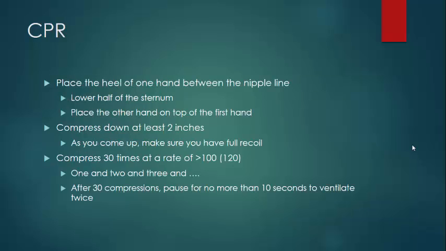So place the heel of one hand between the nipple line. If it appears the nipple line is kind of saggy, and I don't want to be crude, but if it's an older lady and the nipple line is low, you're going to be on the lower half of the sternum. Stay away from that little notch called the xiphoid process, right there where the ribs come together at the inferior portion. If that breaks off, it goes right into the liver and causes it to lacerate. Place the other hand on top of the first hand so that you can compress down about 2 inches.